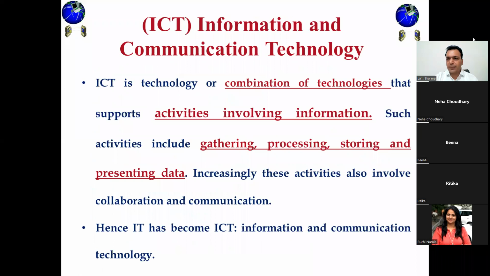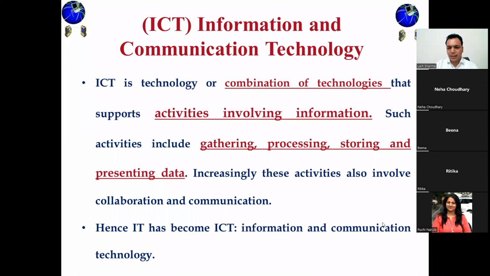So I start with ICT. So ICT क्या चीज है basically? ICT, guys, stands for information and communications technology. Basically ICT is a technology or a combination of technologies. काफी सारी technologies हैं ICT में that support activities involving information. Such activities include gathering, processing, storing and presenting data, right?